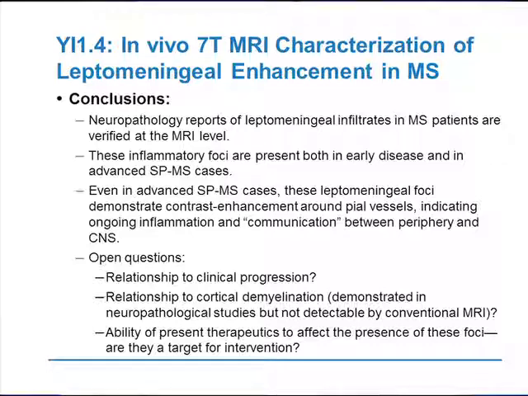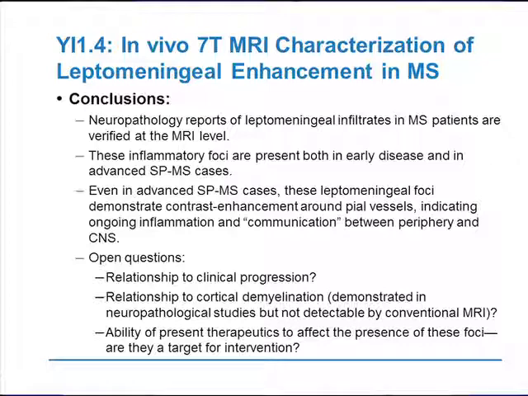Thinking about these autopsy cases, even in advanced cases, because they showed with the 3T MRI that there were leptomeningeal foci during life, this demonstrates that there are contrast-enhancing pial infiltrates that are active and communicating between the peripheral immune system and the CNS even very late in MS. So where do we go from here?